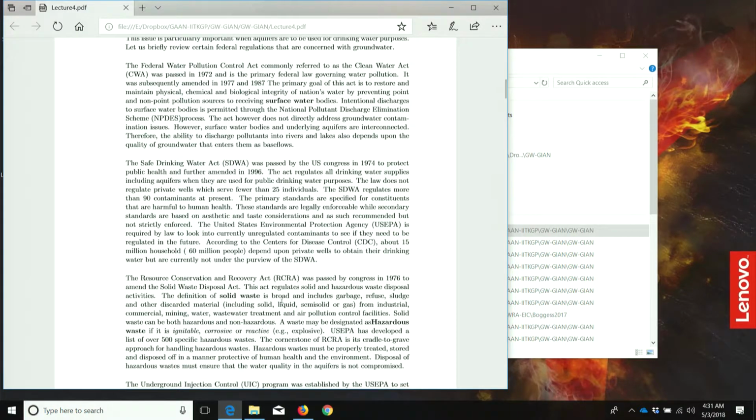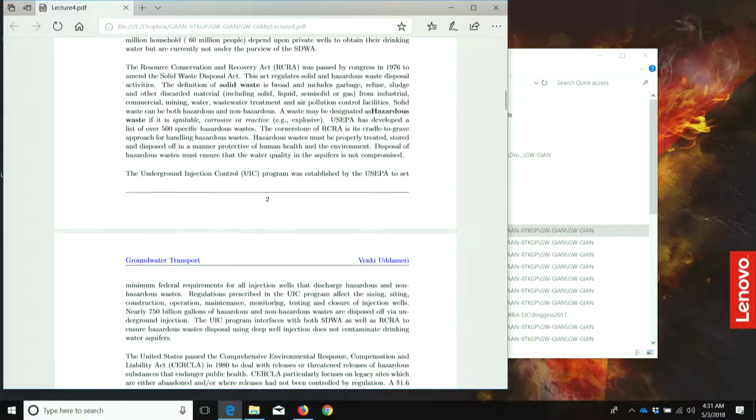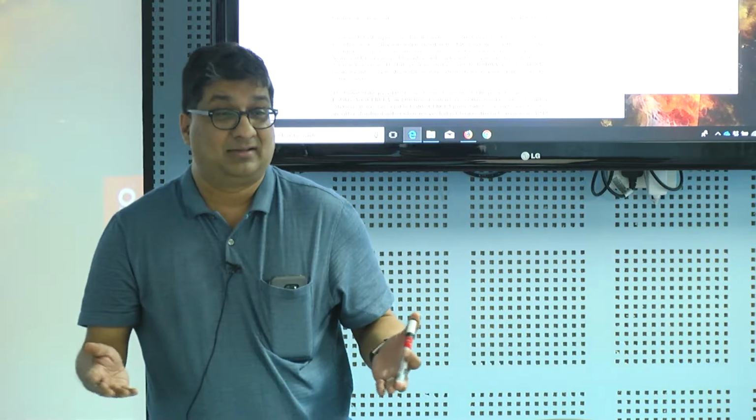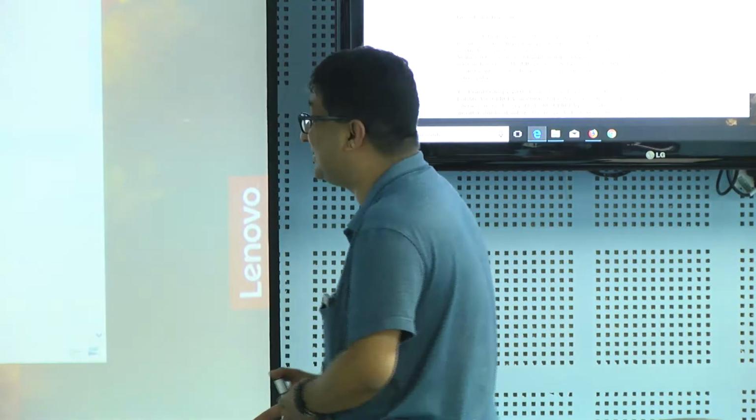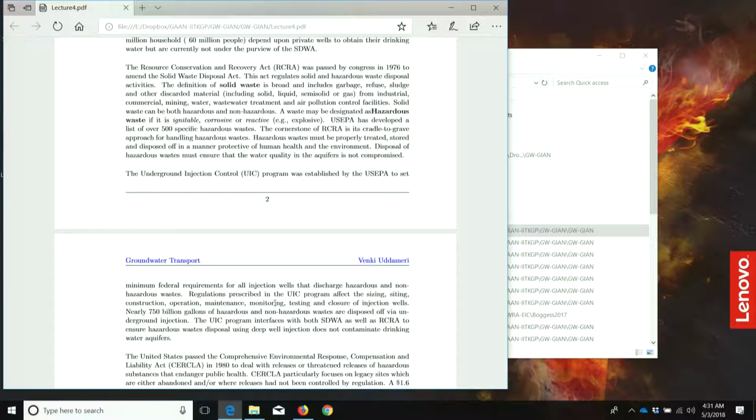So one other program that comes about from RCRA is this underground injection control. RCRA said, okay, you need to dispose of your waste. Landfills is one way to dispose of it. What are some other ways to dispose of waste? Deep well injection. Okay, so that is the underground injection control program, or the UIC program.